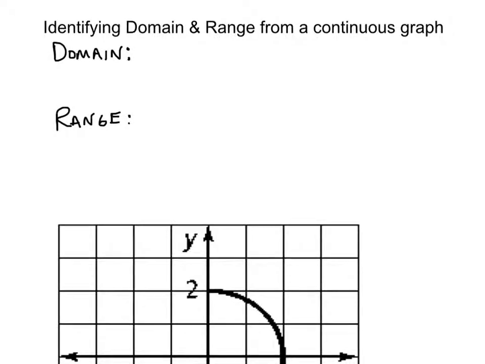This is section 2.1, part 3. We're going to talk about being able to identify domain and range from continuous graphs, and they're a little bit different from just naming them from ordered pairs.